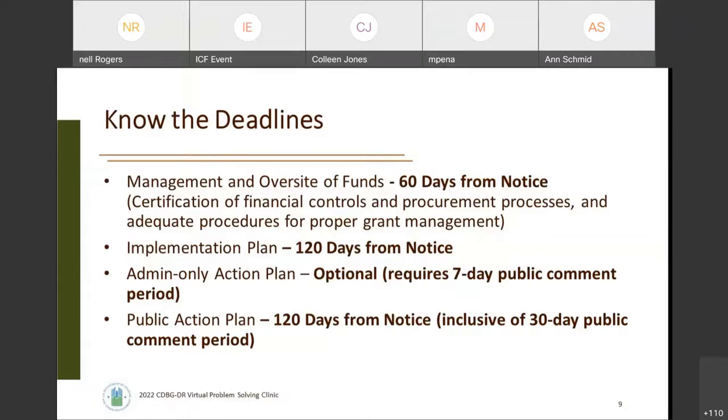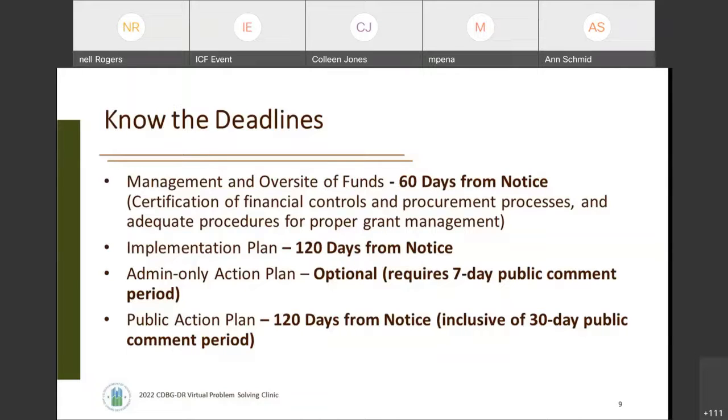You also will see in the notice that you need to do an implementation plan. This is your opportunity as a grantee to share with HUD how you intend to structure these funds and what resources you have in terms of staffing and tools and capacity in order to implement those programs. That is due 120 days from the notice, which aligns well with the public action plan because in some way, you have to know what types of programs you're offering in order to know how you will implement them.